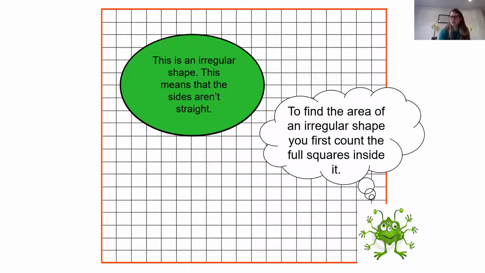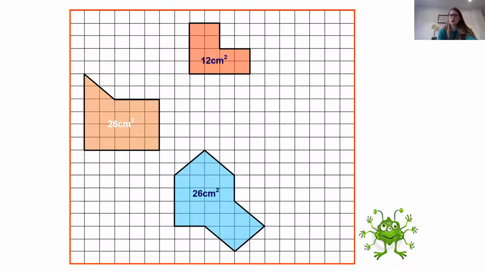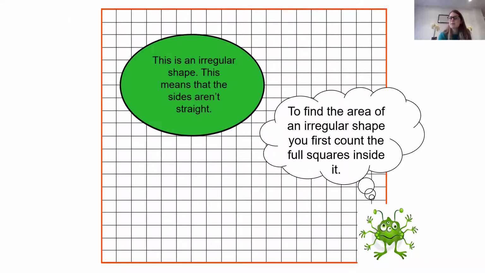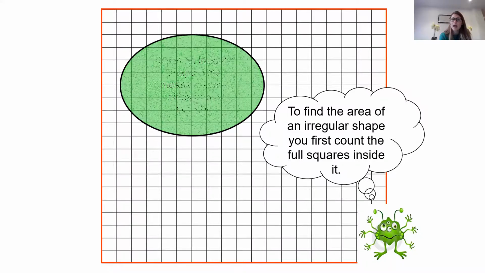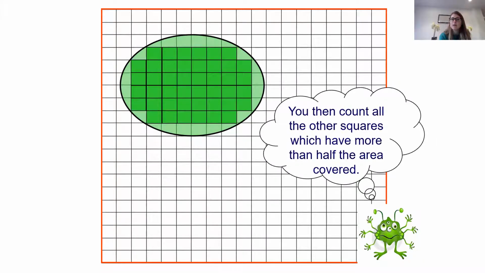Now, sometimes you'll find an irregular shape. So these ones are regular shapes where they're straight edges and you've got your 2 halves make a whole. But sometimes you'll have circles or irregular shapes where the sides aren't straight. So first, same as we did with our feet, we count the full squares inside. And that's exactly what we did with our feet. And then you count all the other squares which have more than half the area covered.